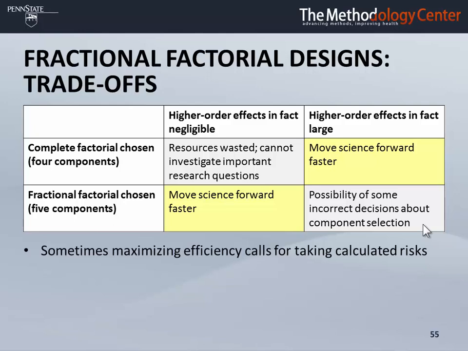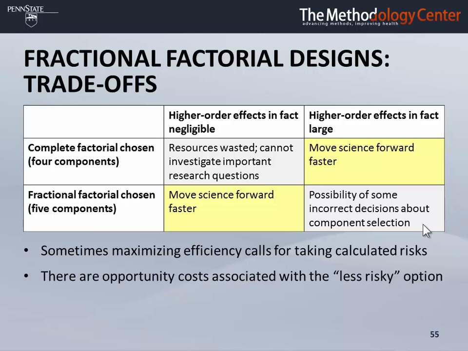Sometimes maximizing efficiency calls for taking calculated risks. Before I mentioned, sometimes you have to take calculated risks. And this is an example of where we decided to do that. I'm not saying that this would be the right decision in every circumstance. I'm just using this as an illustration of the thought process. There are opportunity costs associated with a less risky option. So there's a risk here, but some people would call this less risky, but there is the possibility of wasting resources here. So this is the resource management principle, working through this kind of conundrum.